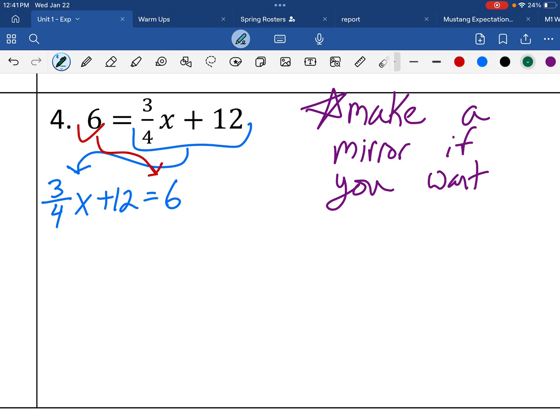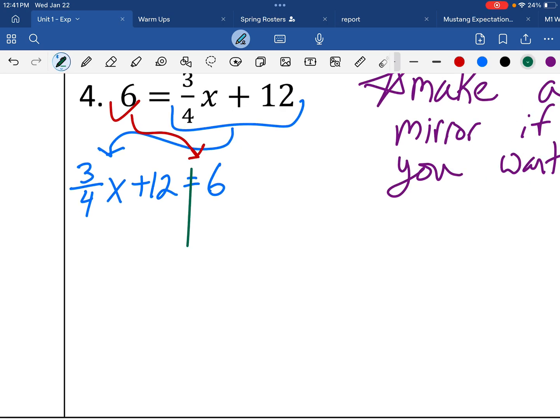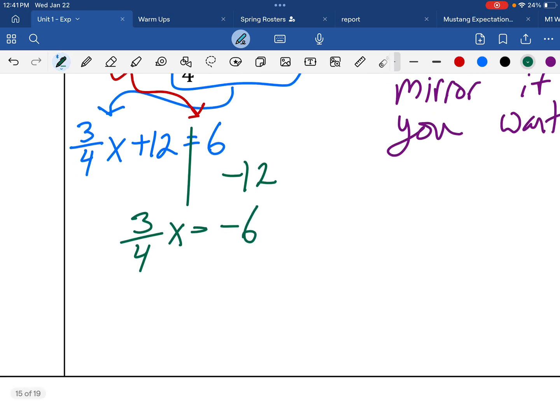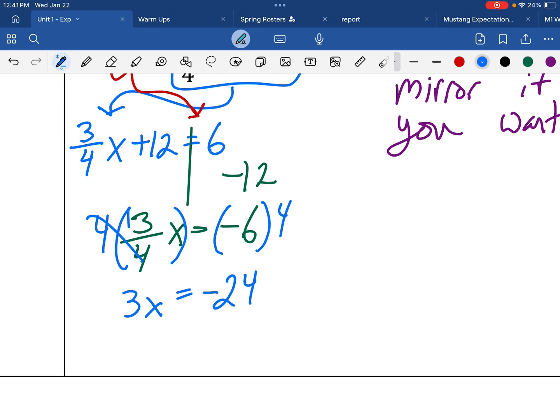Okay, so we do not have one big fraction. So that means we got to do our split and move the 12 over. So we'll have 3 over 4x equals 6 minus 12. That is negative 6. Okay, so now we got to get rid of the fraction. We'll multiply by that 4 that's on the bottom. So that leaves just 3x equals, multiply this by 4. Negative 6 times 4, that is negative 24. Okay. Now we have to divide. 3 cancels. X equals negative 8.